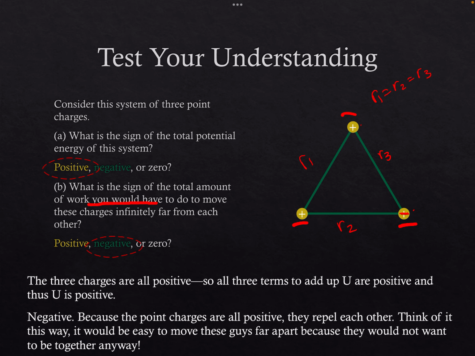And so the work then, if one of the charges was negative, the external work would be positive, right? Because they want to be together. So if I want to pull a negative charge away, I'm going to have to really work hard at it because they have that Coulomb force of attraction. Okay?